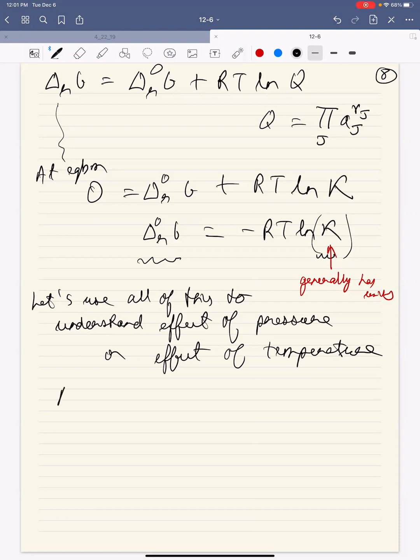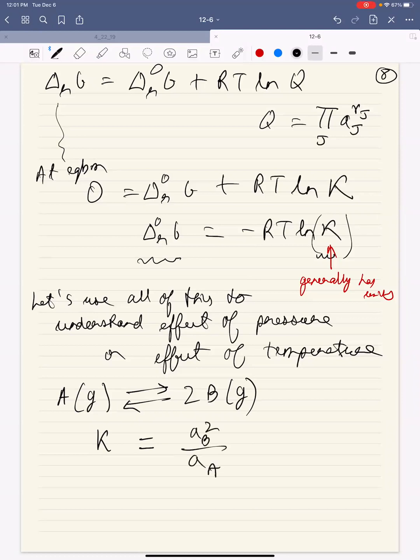So let's look at a simple reaction just to develop intuition for this, where A in gas form is going to 2B in gas form. Okay. What's going to be the equilibrium constant for this thing in terms of activity? AB squared divided by AA, right? So AB squared divided by AA.